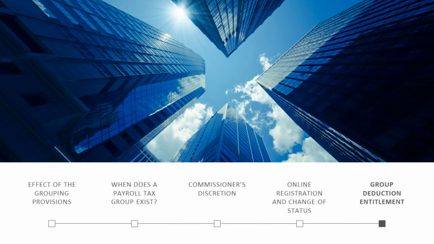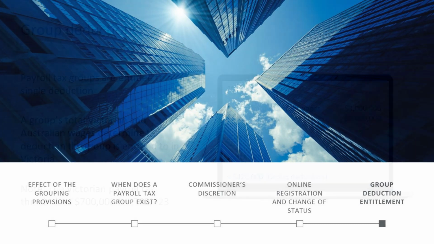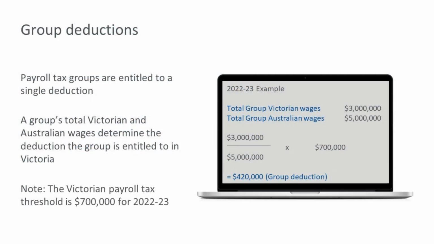Let's now look at group deduction entitlement. As mentioned earlier, a payroll tax group is only entitled to one deduction or tax-free threshold, which is claimed by the designated group employer. The deduction amount is based on the portion of total Australian group wages that are paid in the relevant state or territory. To calculate the deduction for the group, divide the total group state or territory wages by the total group Australian wages, then multiply that fraction by the full state or territory deduction entitlement.